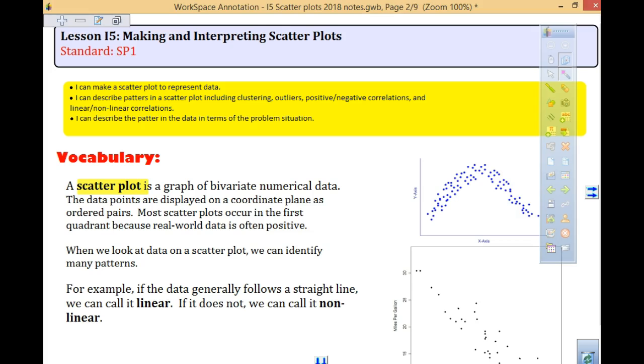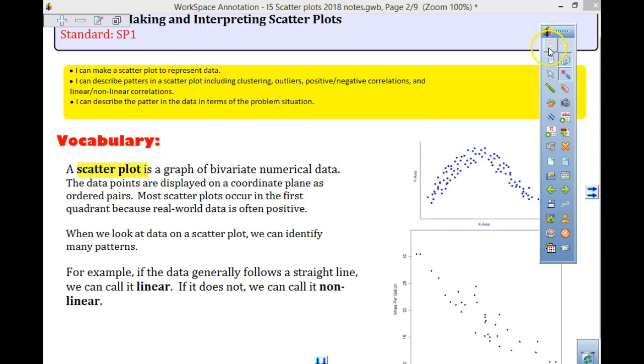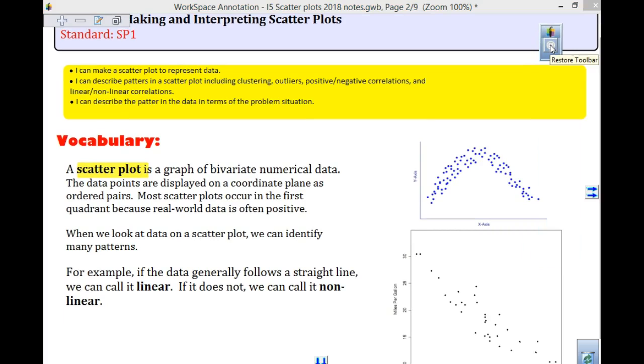So today we're looking at making and interpreting our scatter plots. So this is a scatter plot. It's like when I give you a bunch of points and ask you to graph them, okay? That's what you're going to see in your homework tonight as we start looking at these. So a scatter plot is a graph of bivariate numerical data.